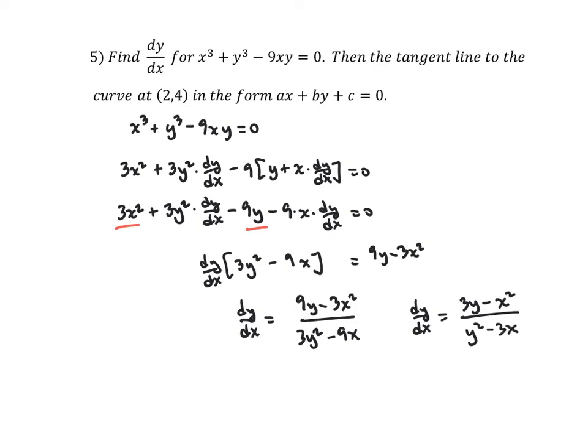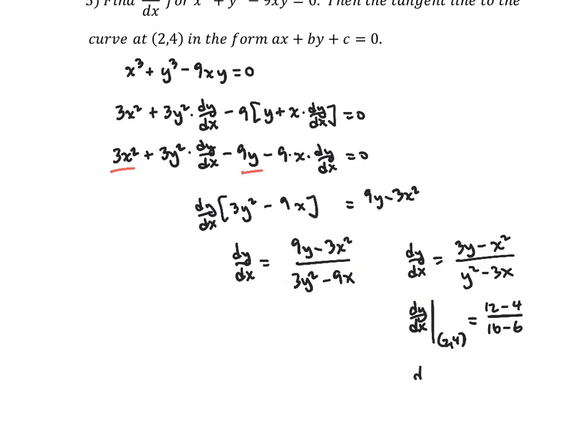Okay, now I'm being asked to find the tangent line. Well, the tangent line equation should have a slope. So I'm going to use this slope at the point (2, 4). Well, that would be 3 times 4, which is 12, minus 2 squared, which would be 4, over 4 squared, which is 16, minus 3 times 2, which is 6. So the slope of the tangent line at the point (2, 4) is going to be 8 over 10, so 4/5.